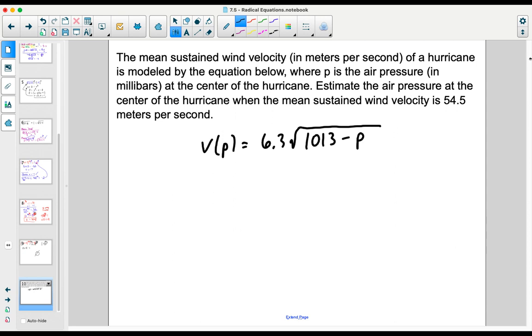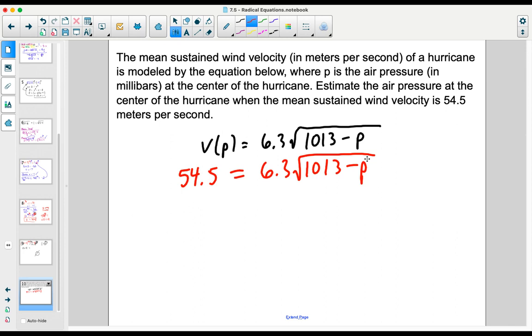So this is a situation where it's difficult to come up with examples to practice those skills that we want to establish in this lesson. But it's worth taking a look at an application just so you can see how this problem-solving process might apply. So for this particular example, they do give us that the sustained wind velocity is 54.5 meters per second. That being said, we can substitute 54.5 into the equation, and it's going to look like this.